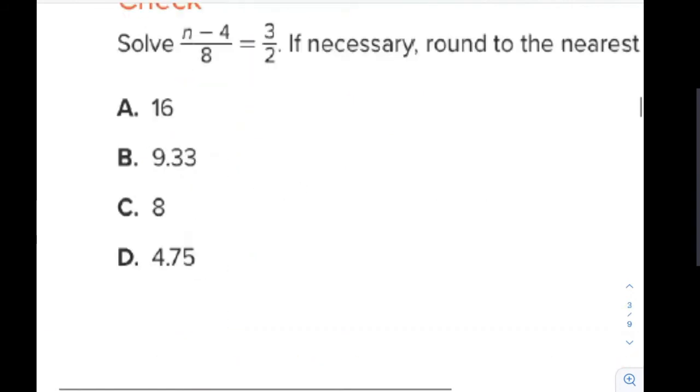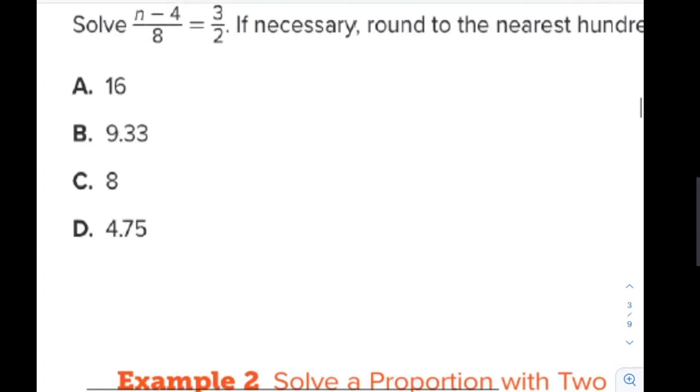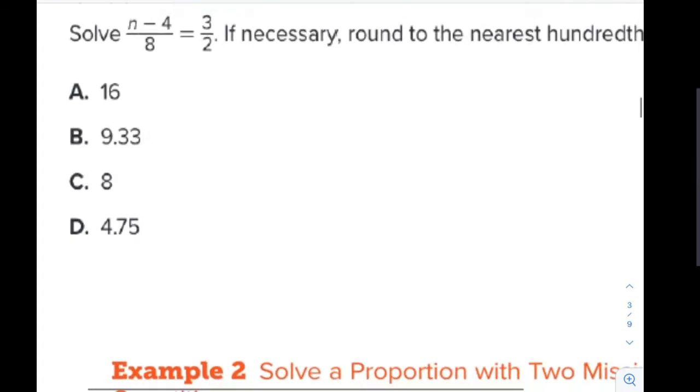Okay, very good. Now, according to your understanding, let's check. Solve, and if necessary, round to the nearest hundredth. Have a look. Try to have the answer. Let's wait for a minute.